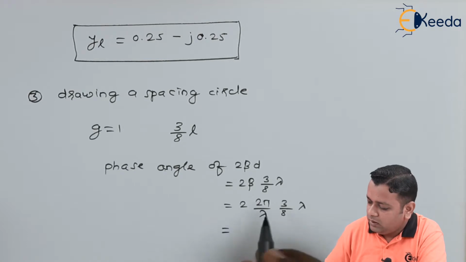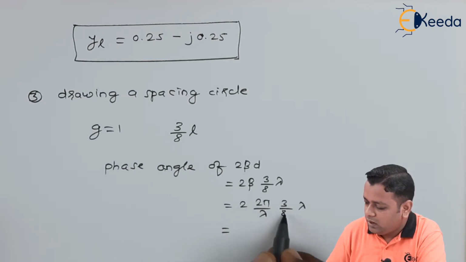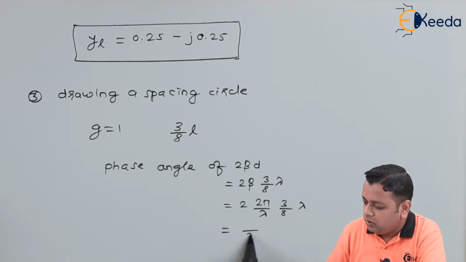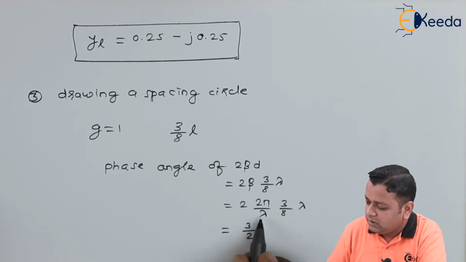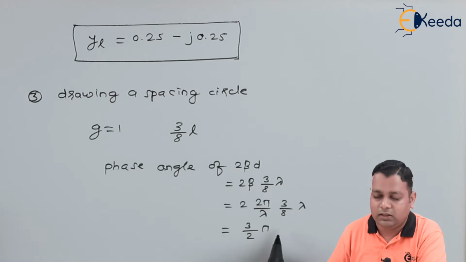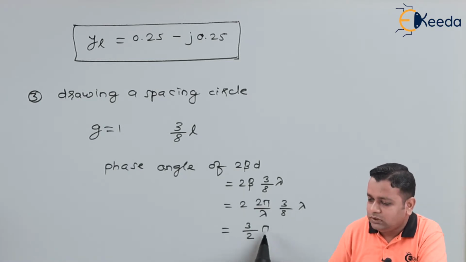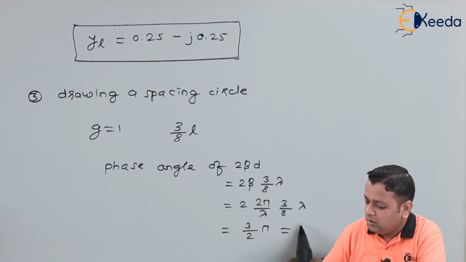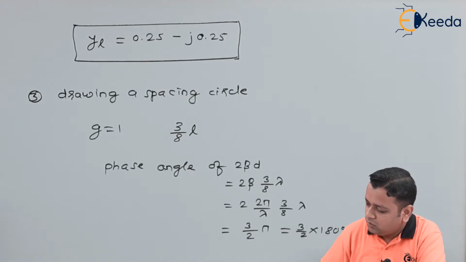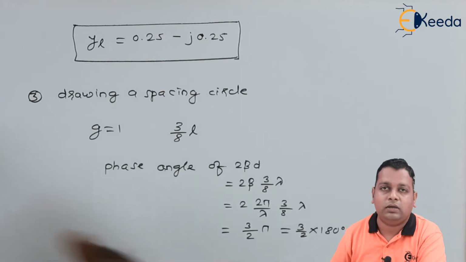So here we have 4 and it is divisible by 8 here. So we will be left with 2 in the denominator. So here we will be having 3 as it is, and lambda will get cut, and here we are left with pi here. So it is 3/2 times pi here. Now we know that pi radians is nothing but 180 degrees. So if you get it, 3/2 into 180 degrees, this is equal to 270 degrees here.